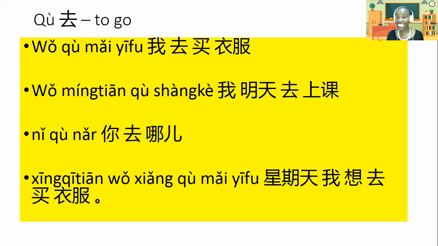Now then our last sentence. 星期天我想去买衣服. 星期天 here is Sunday, so it can be replaced with other words, either another day or next year. So 星期天 on Sunday, 我想去, I want to go 买衣服, buy clothes. So 星期天我想去买衣服. I want to go buy clothes on Sunday. So the word 去 is a very important action word. Now I want you to practice and see how to use it more and more.